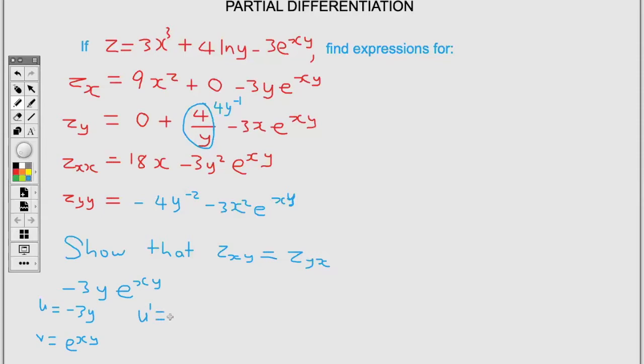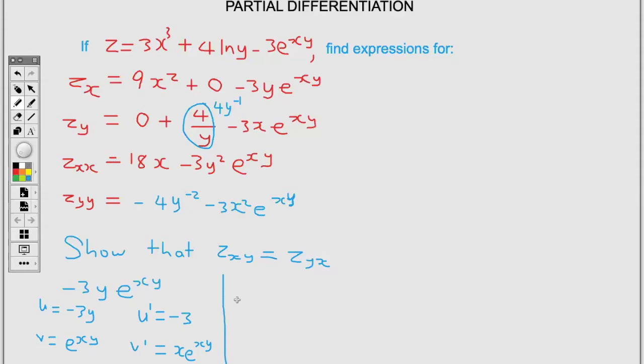So we have minus 3. Then we differentiate v, so we have v prime. So we differentiate the y, it becomes 1. So we'll just have an x in front of the exponential and rewrite e to the xy.